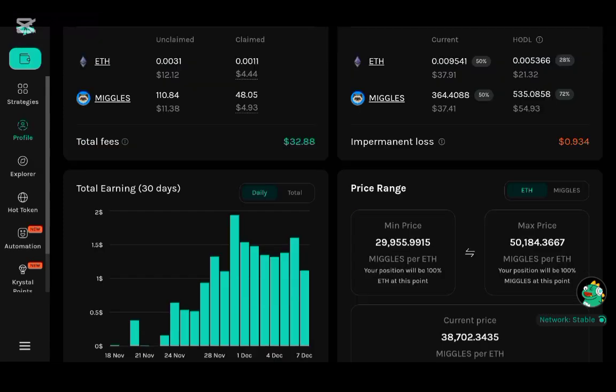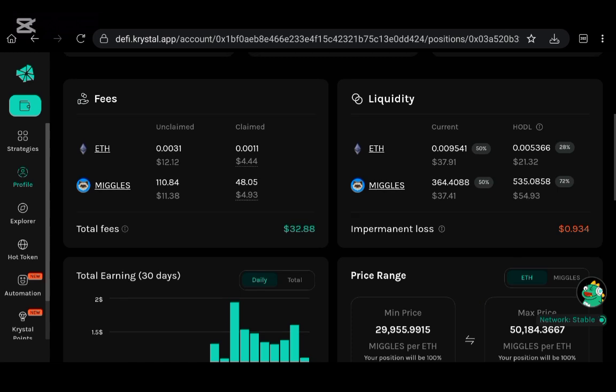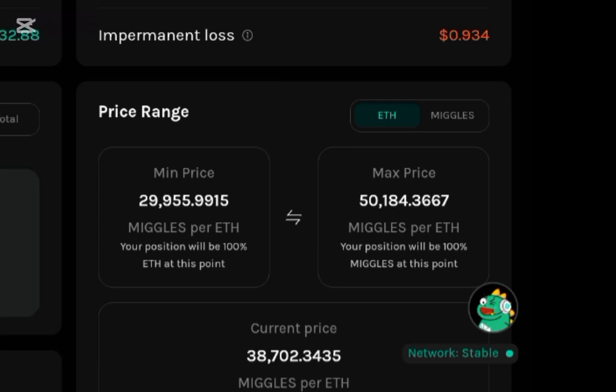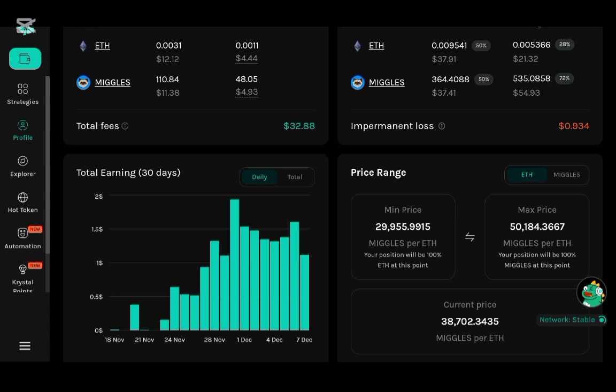And if, for example, Miggles starts to outperform Ethereum, in that case you will need less Miggles to buy one Ethereum because Miggles becomes more valuable. In that case you will see that the current liquidity would start to shrink. My holdings of Miggles would start to shrink and my holdings of Ethereum would start to go up until 100%. And they reach 100% if Miggles' price goes out of my range on the upside. So it goes above this level here, this amount. And the opposite is also true.